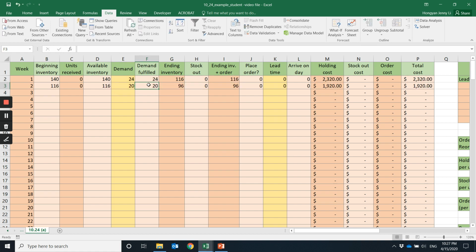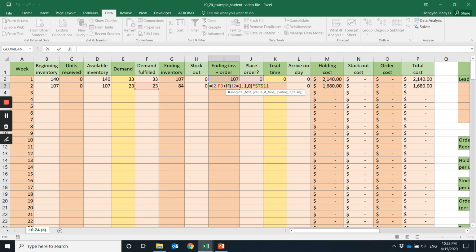So the demand fulfilled for week 2 is also the minimum value between your demand and available inventory. So it's no trick. And the ending inventory is the rest of the inventory between the available inventory and the demand. And the stock out is the maximum value you calculated. So if your demand is more than the available inventory, there may be a stock out. So then we calculate the ending inventory and orders.